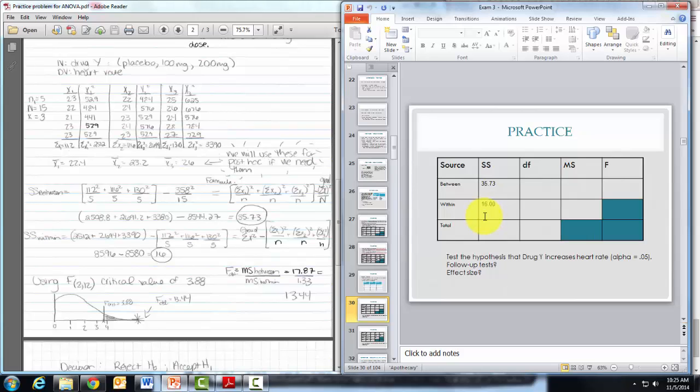Okay. Now I want you to think about how you are going to fill out your sums of squares total. Sums of squares total is going to be between plus within. So we're going to take 35.73 and add 16 to get our sums of squares total.